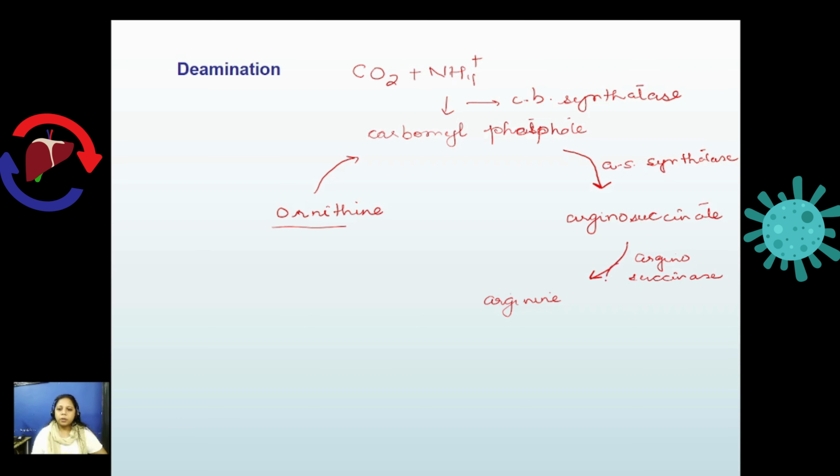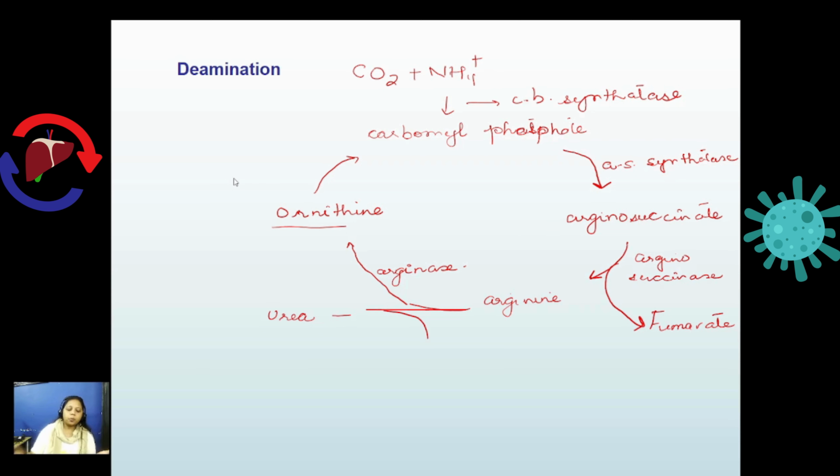Now here, there is a removal of one compound which is known as fumarate. It is very important to remove this one because the carbon number is going to be fixed now. Okay, now the arginine is converted into ornithine, but there is release of urea over here. So arginine is converted into ornithine by the removal of urea with the help of an enzyme called arginase. So this is a simple urea cycle.